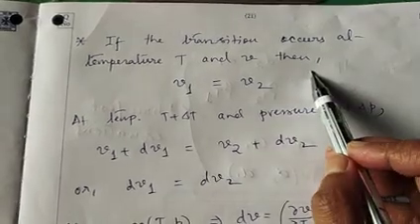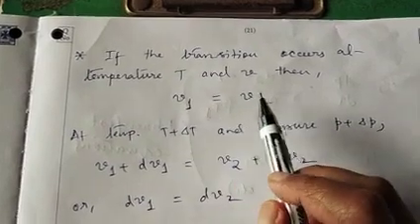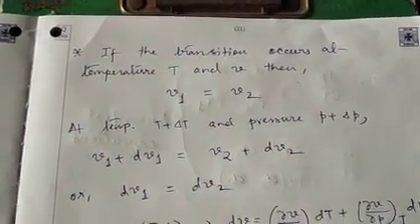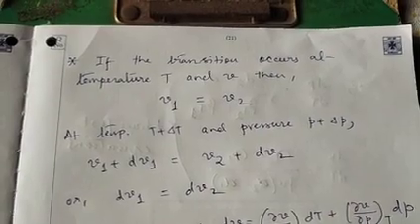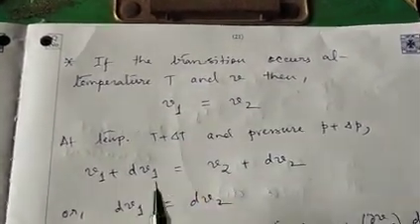Next we will obtain the second Ehrenfest equation, starting with the second condition, which is V1 equals V2. We already have that during the second order phase transition the temperature and pressure are constant, along with Gibbs free energy, entropy and volume. So here we are taking the second condition, V1 equals V2.